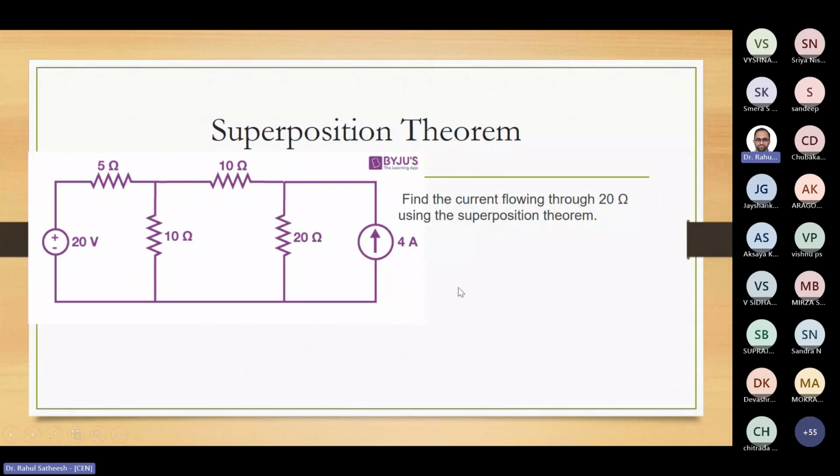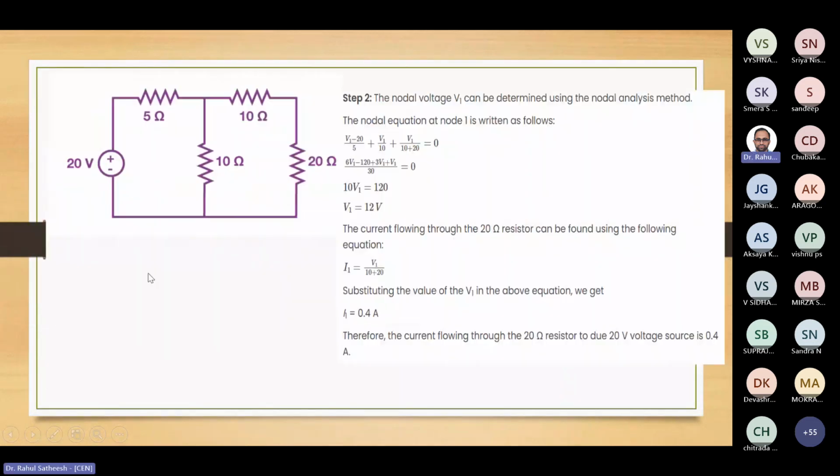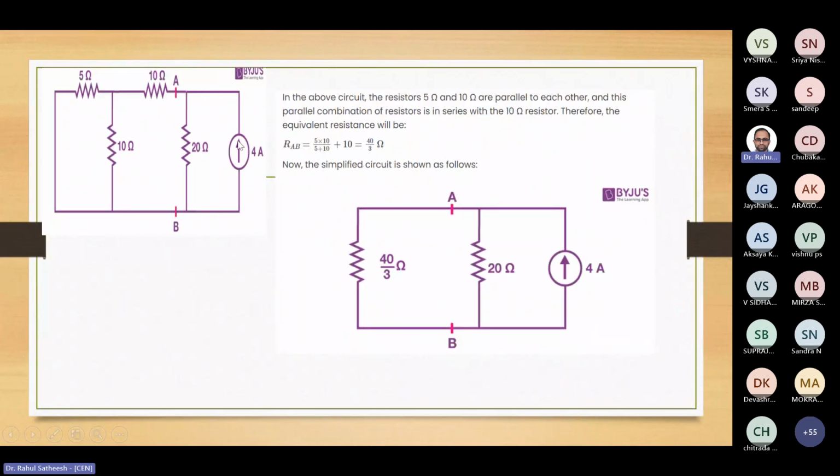For the second step, only the 4 ampere source should be considered, and the 20 volt source should be shorted. That branch should be shorted, and the 4 ampere is considered from here. We need to find the current for the 20 ohm here.